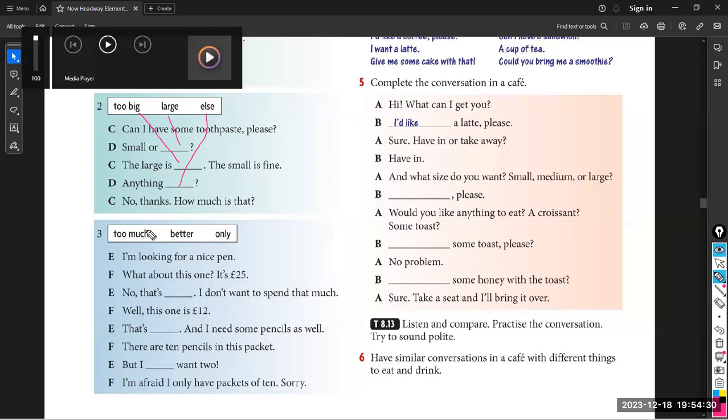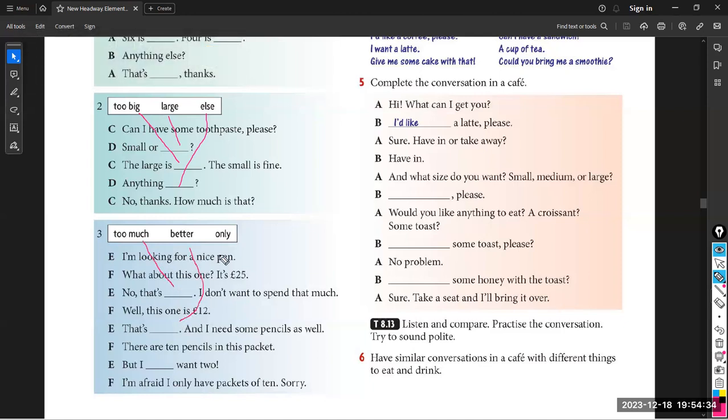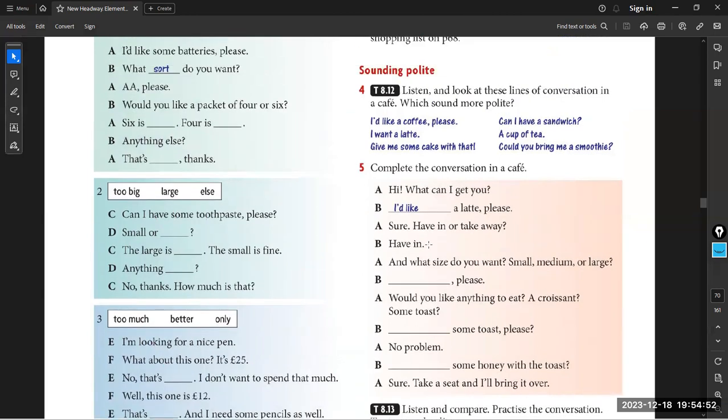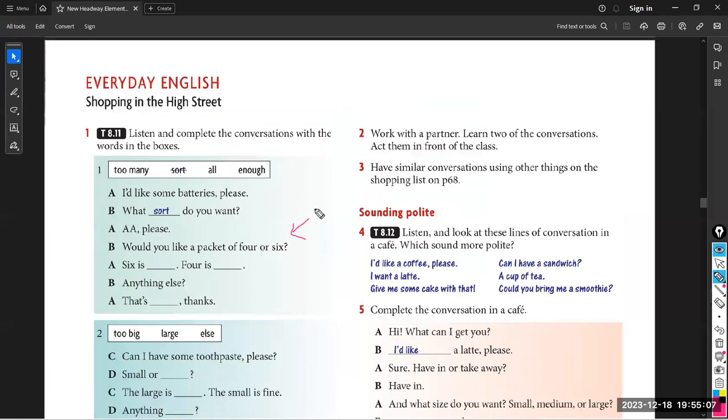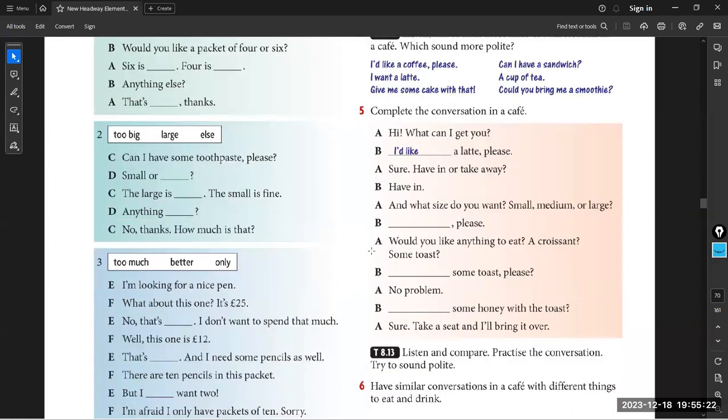So? Too much. That's better. But I only want 2. Exactly. Okay. Guys, the question is, where is this place? Stationers. Conversation 2. Where is this place? Chemist. It is chemist. Exactly. Toothpaste. Now conversation number 1. Where is this place? Hardware shop. Exactly. So these are the things that I may need in my daily life. Okay. So let's now discuss the next exercise.